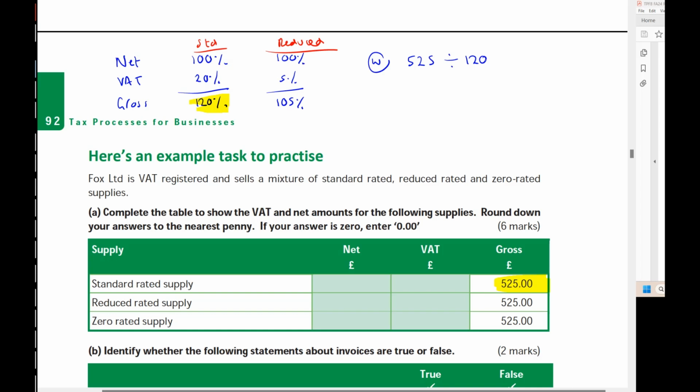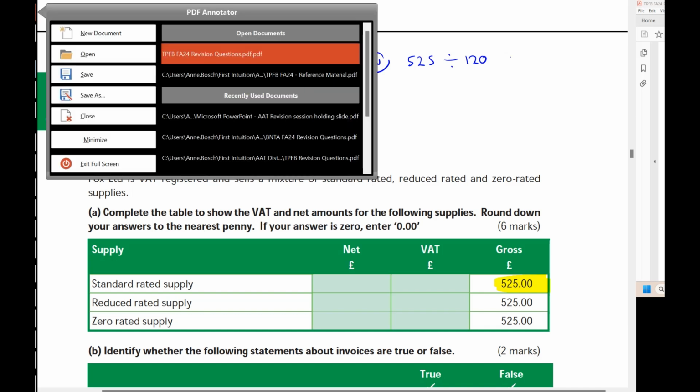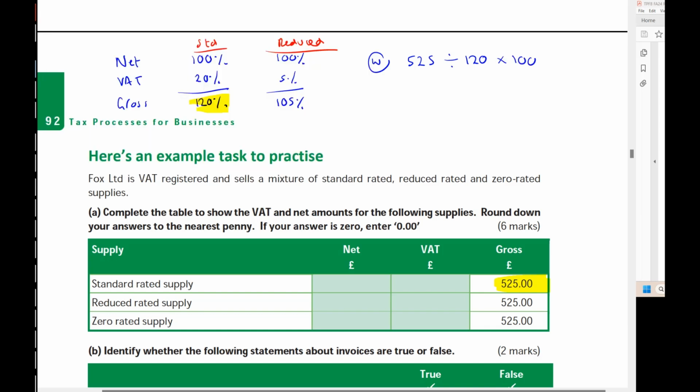I then need to know what the net figure is, so I multiply it by 100. I multiply by 100 to find the net. You can then repeat the process, divide by 120 to find 1%, and multiply by 20 to find the VAT. But to be honest, you don't have to do both calculations, because once you've found the net, you can find the VAT as just being the difference. And let me explain what I mean. So if I find the net figure to be 437.50, and I know that the gross is 525, then by default, the VAT is £87.50.